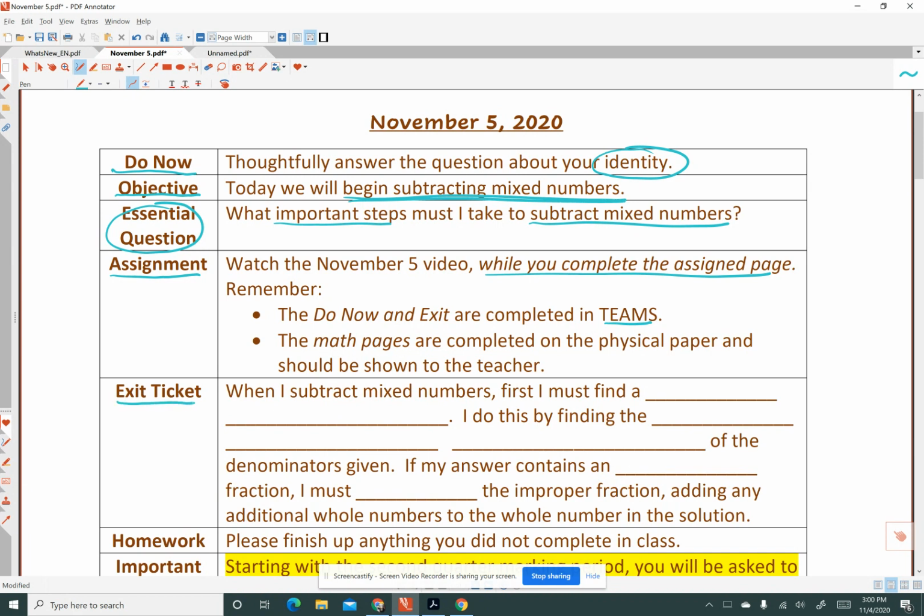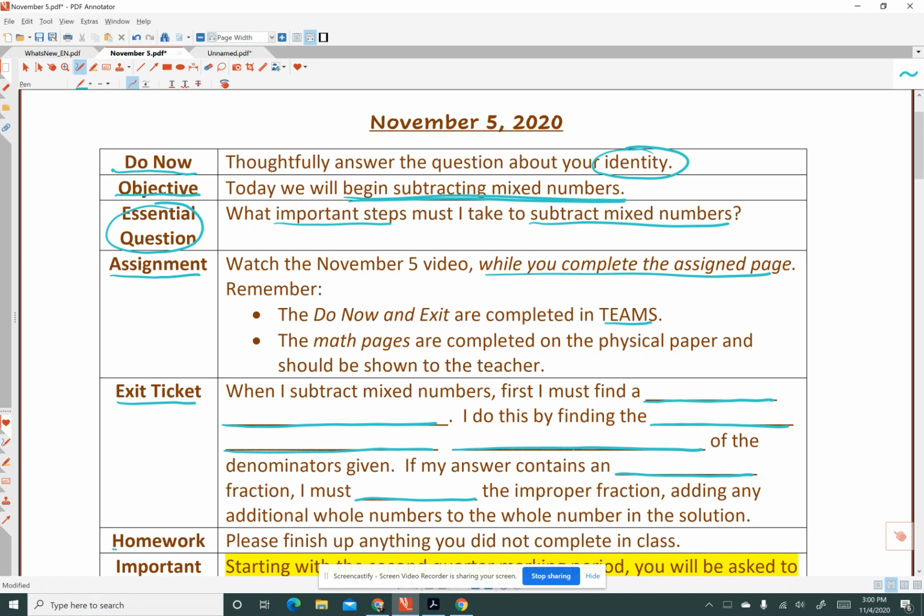Our exit ticket asks the question, when I subtract mixed numbers, first I must find a what? What must you find? And how do you do it? I think you already know the answer because it's very similar to when we add mixed numbers, but we'll be talking about it. If my answer contains a blank fraction, I must blank the improper fraction, adding any additional whole numbers to the whole number in the solution.